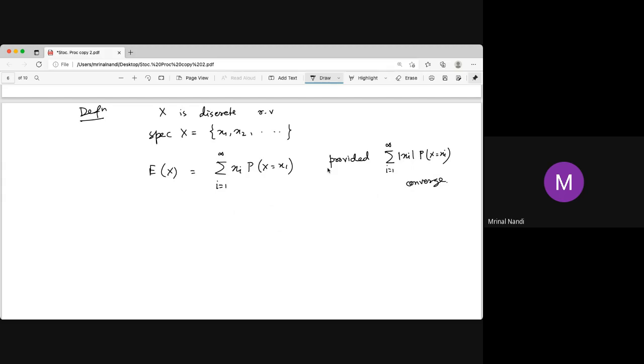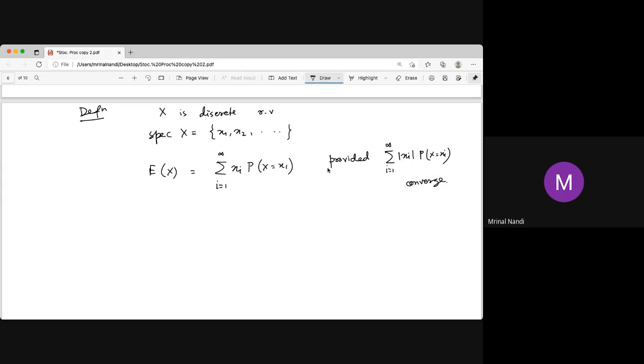In that case you can rearrange the terms. After rearrangement, the sum is the same. So you can say x2 first, x1 second, whatever it may be. Ultimately, the sum is the same number, and that number is called the expectation of x.